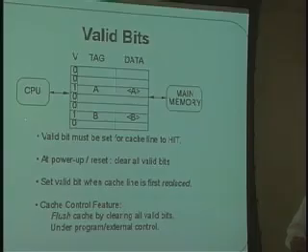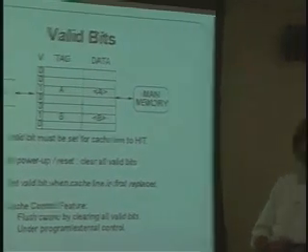Occasionally, a program may want to say, I'm all done with everything in the cache, so flush it out. And what that means is it will set all the valid bits to 0.